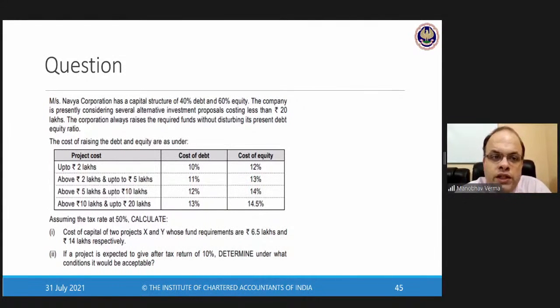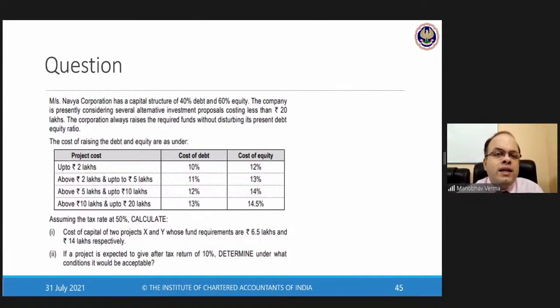Navya Corporation has a capital structure of 40% debt and 60% equity. The company is presently considering several alternative investment proposals costing less than 20 lakhs. The corporation always raises the required funds without disturbing its present debt equity ratio.